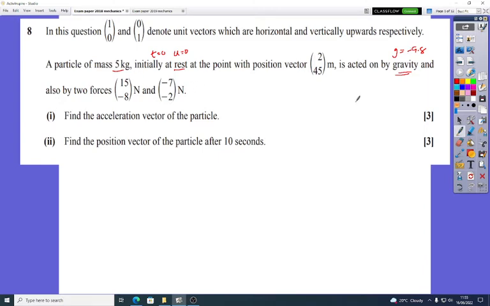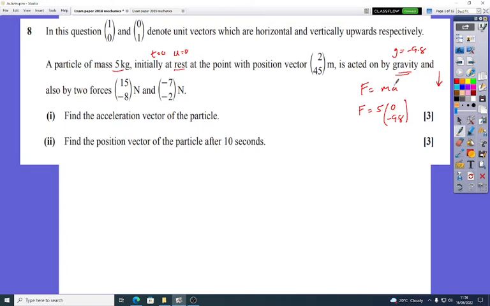Now, in order to put this as a force, you know that force is equal to mass times acceleration. So in this case, this gravity acts downwards, and it does not act in this axis. So this force is going to be mass. The mass is 5, and this is moving 0 horizontally and minus 9.8 downwards.